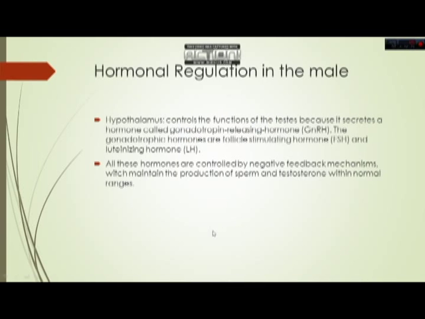The hormonal regulation in the male. The hypothalamus controls the functions of the testes because it secretes a hormone called gonadotropin releasing hormone, GnRH. The gonadotropic hormones are follicle stimulating hormone, FSH, and the luteinizing hormone, also known as LH. All these hormones are controlled by negative feedback mechanisms which maintain the production of sperm and testosterone within normal range.